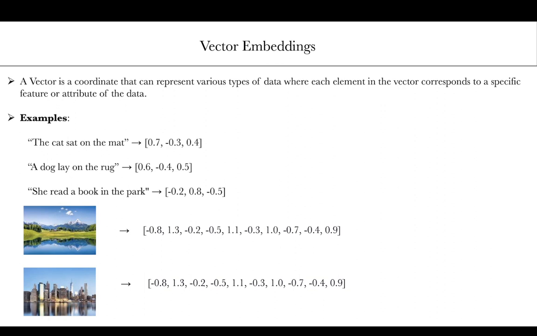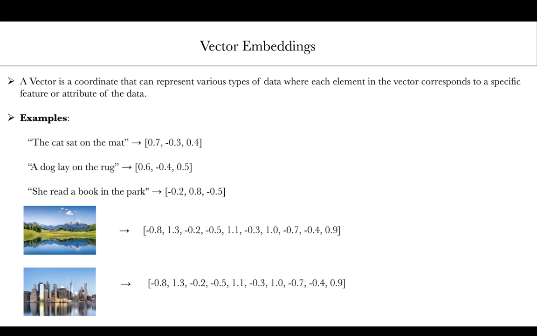Similarly, "a dog lay on the rug" translates to 0.6, negative 0.4, and 0.5 in its vector form. Notice the subtle difference between the vectors of this sentence and the previous one, reflecting the slight variations in the meaning. Lastly, you have "she read a book in the park," which becomes negative 0.2, 0.8, and negative 0.5. Now this vector is distinctly different from the others, capturing the unique elements of this particular sentence.